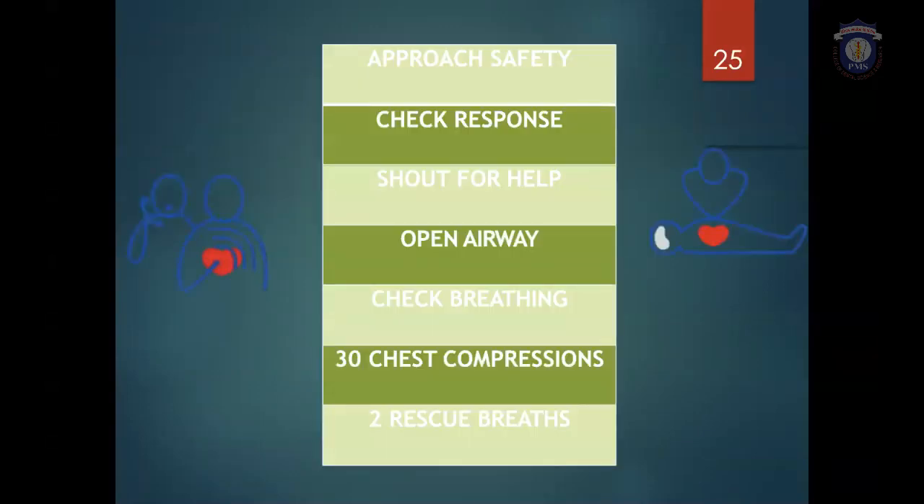And let's revise the steps that are followed in case of basic life support. First, as I mentioned before, it is approach safety. The second is check response. Third is shout for help. Fourth is open airway. Fifth is check breathing. And the sixth one is 30 chest compressions, which is the most important one, and it should be followed with two rescue breaths.